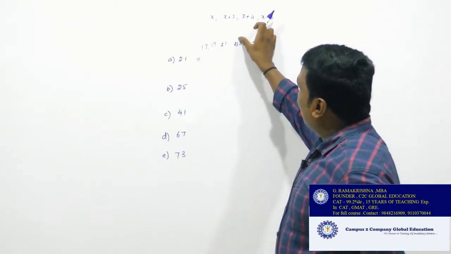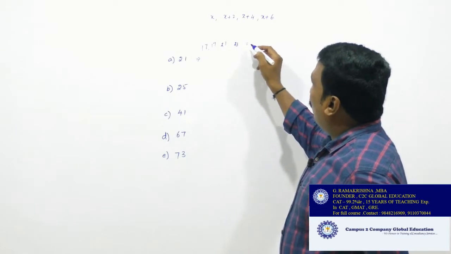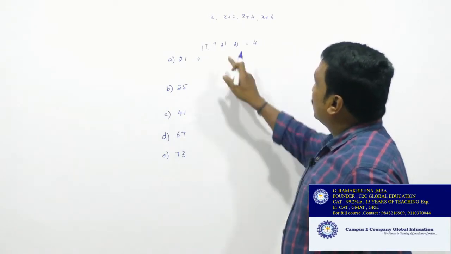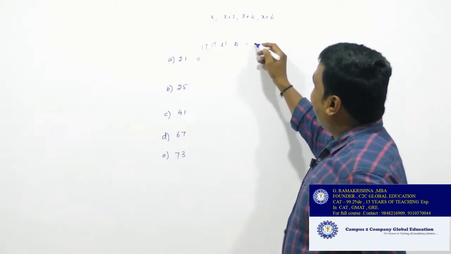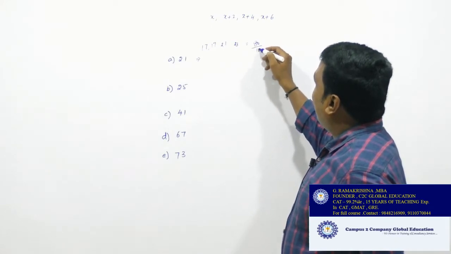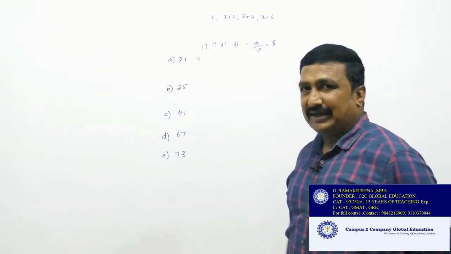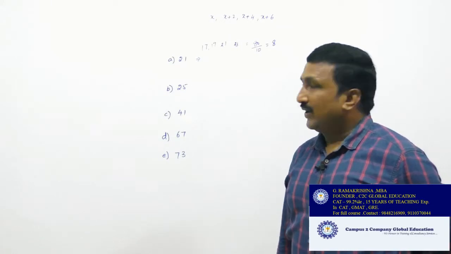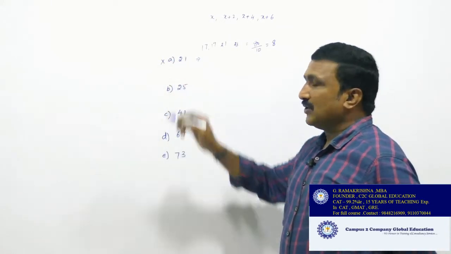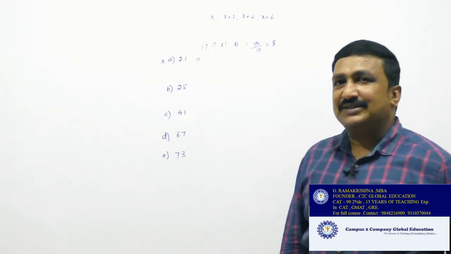So totally the sum we are getting is 40. So here the sum of 20 is 80. But 80 divided by 10, the result is equal to 8. So it's not a perfect square. So I am eliminating the first option. Did you understand, friends?